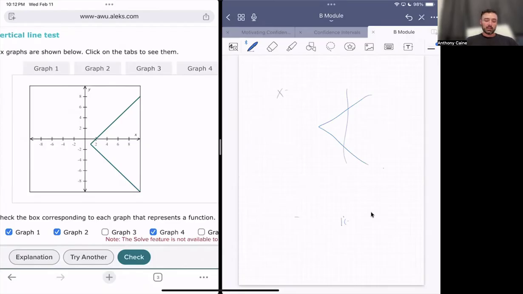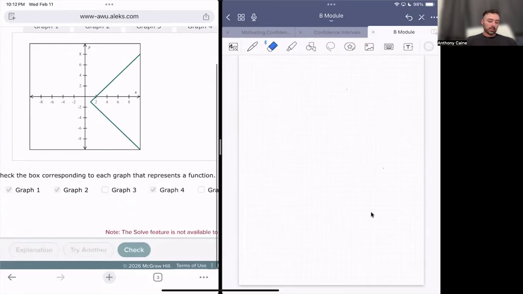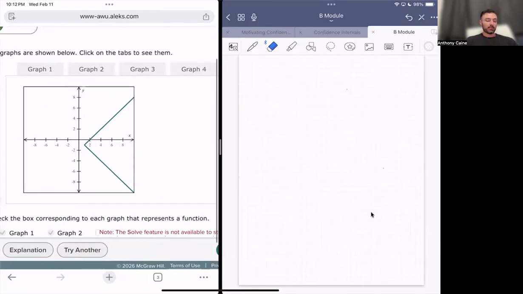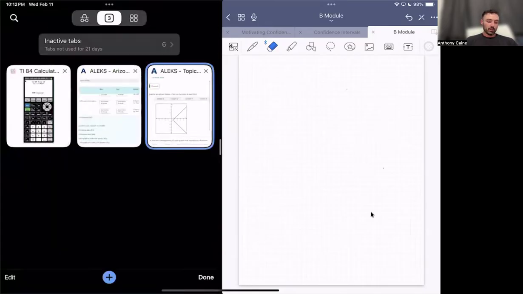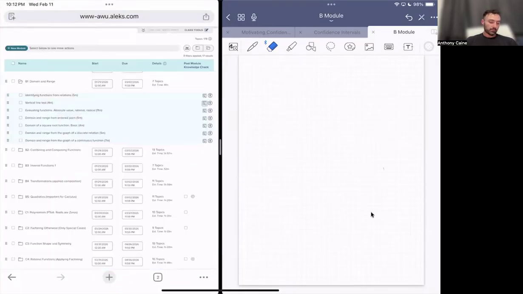This is something like x equals absolute value of y. It got shifted around a bit, but it's something kind of like that. Anyway, it's not a function. Okay, so that should do it for that one. And we got that, correct mark.